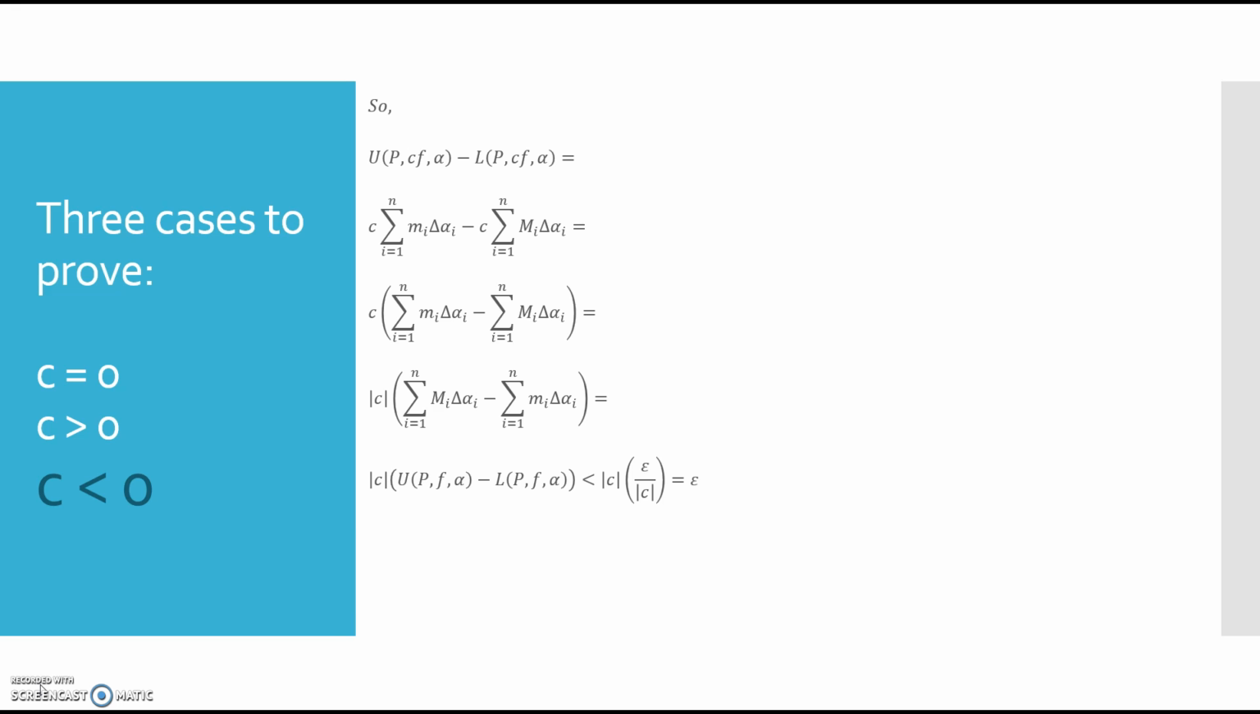So let's once again go ahead and replace the right-hand side with epsilon divided by the absolute value of c. And here you can see our absolute values of c will cancel, leaving us with just epsilon. So now coming back to our function, we can now say that the difference between the upper and lower sums of c times the function f of x is less than epsilon. And by definition, that must mean that c times f of x is integrable upon the closed interval ab when c is also less than 0.